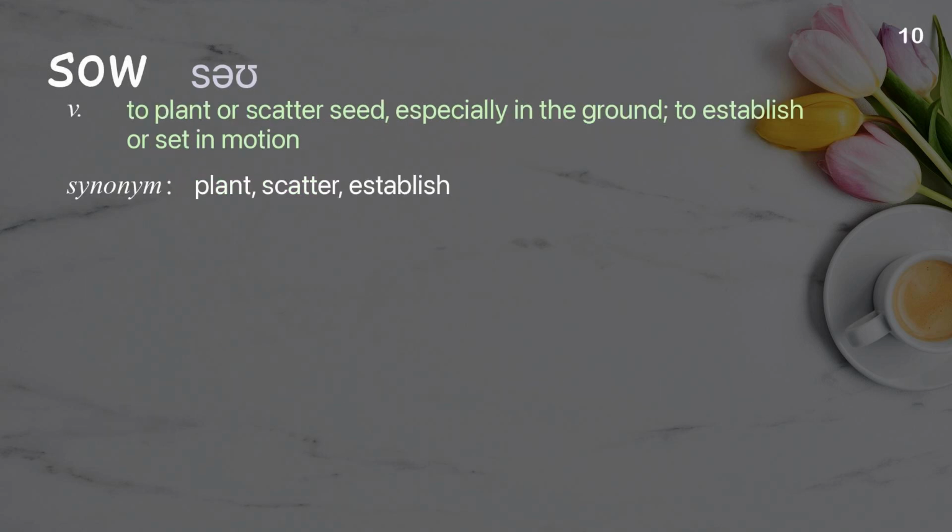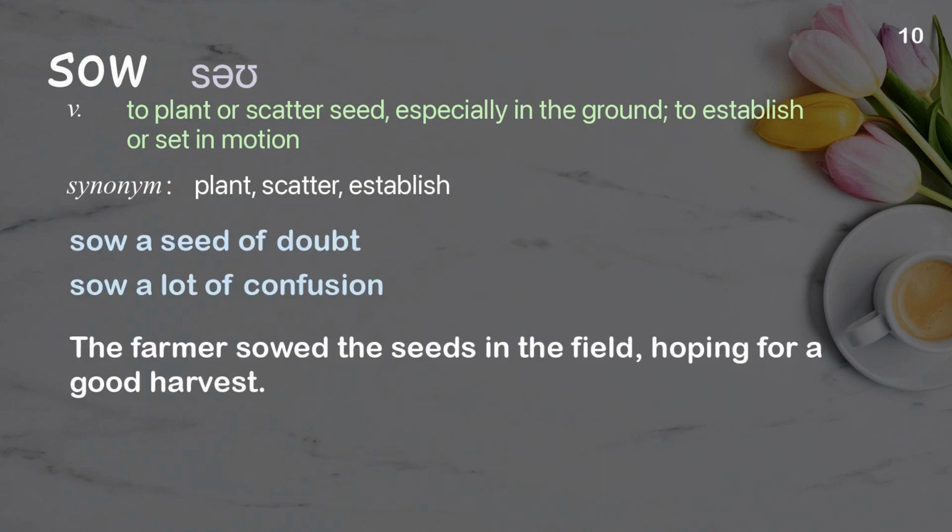Sow. To plant or scatter seed, especially in the ground, to establish or set in motion. Examples: Sow a seed of doubt. Sow a lot of confusion. The farmer sowed the seeds in the field, hoping for a good harvest.